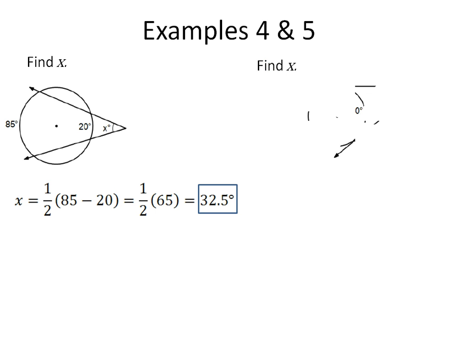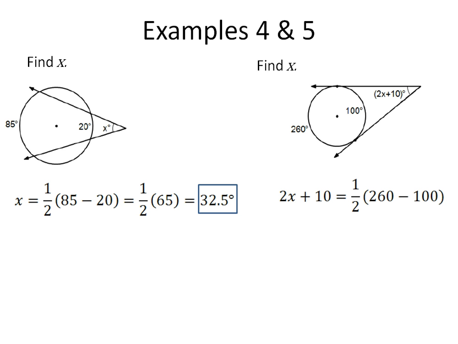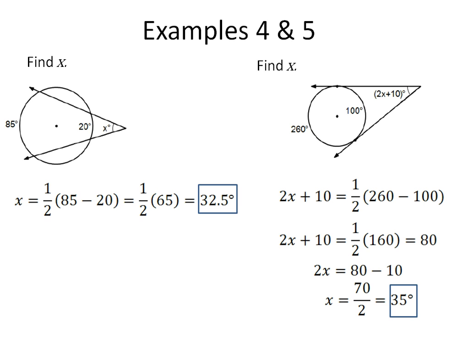Okay, example 5, once again they simply want us to find x. This time they got a little bit more complicated with it. These are two tangents, and this time we have a 2x plus 10 because they want us to find this angle up here, or actually what x is. So we have the far arc is 260, the near arc is 100, so 260 minus 100 divided by 2 will give us the answer. Okay, so 2x plus 10 eventually ends up equaling 80. So 2x is equal to 80 minus 10. So x is equal to 70 over 2, which is 35 degrees.